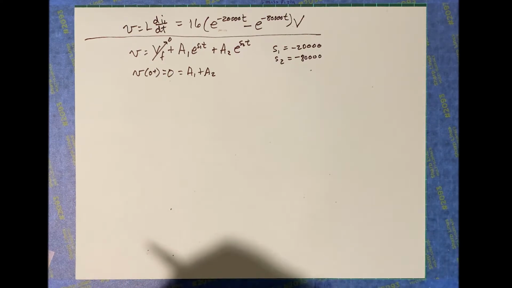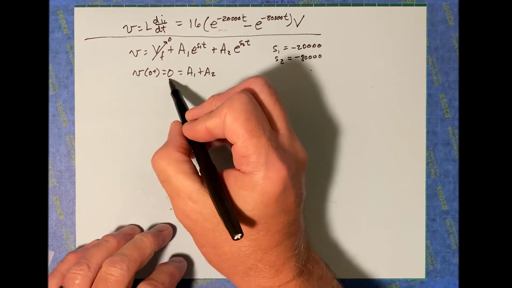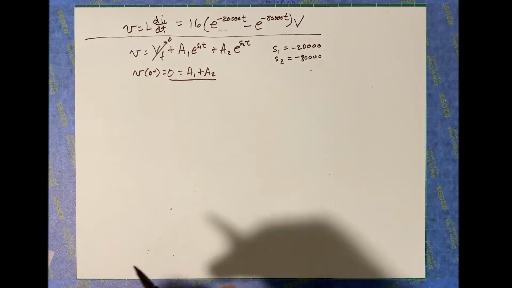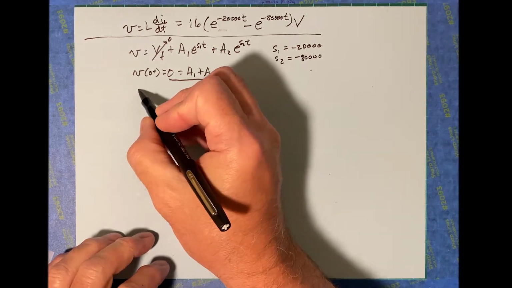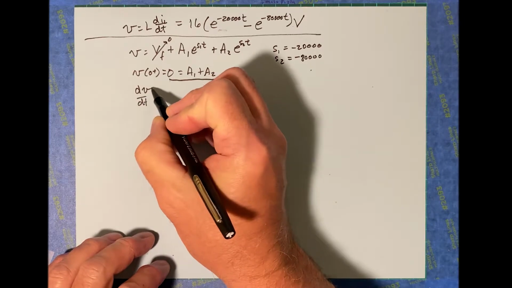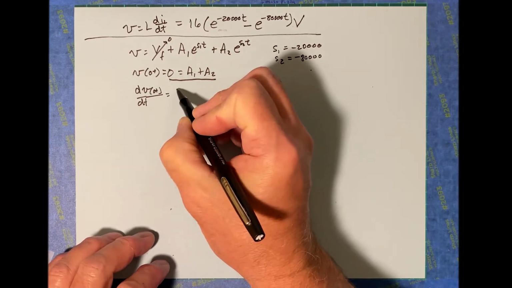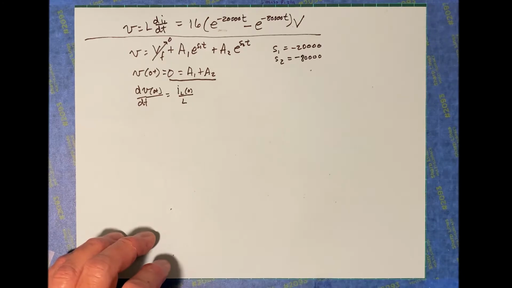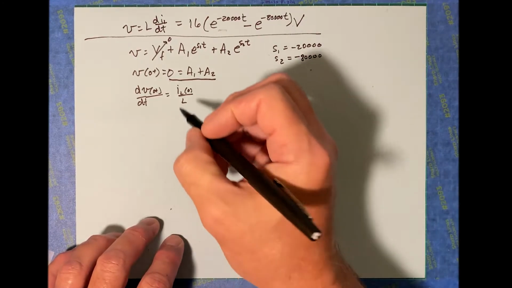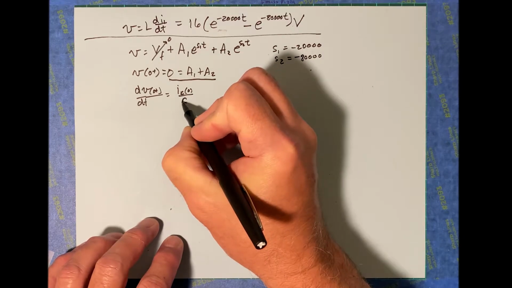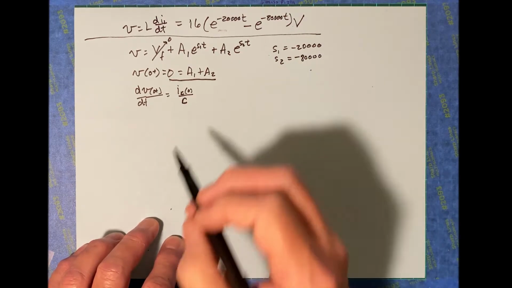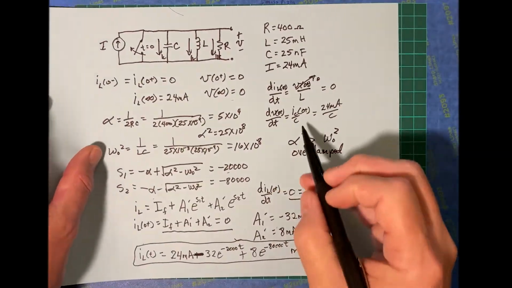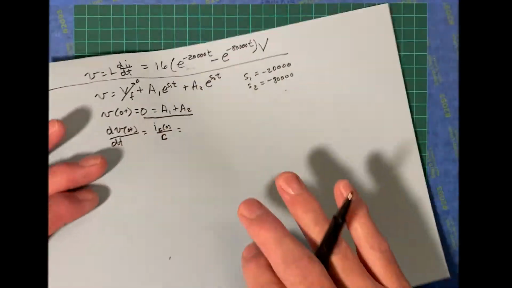Okay, then there's one equation right there that we'll use to solve for our coefficients, but we have two coefficients, so we need a second equation, and that one involves the derivative. dV dt evaluated at 0 plus is going to be I sub C evaluated at 0 plus divided by C. Okay, now I think we've got that. So I sub C at 0 plus, let's see, what was that one? That's the 24 milliamps divided by C.